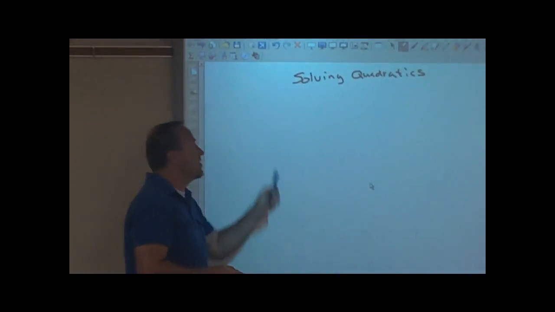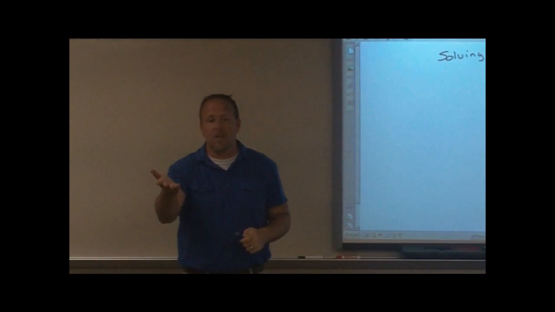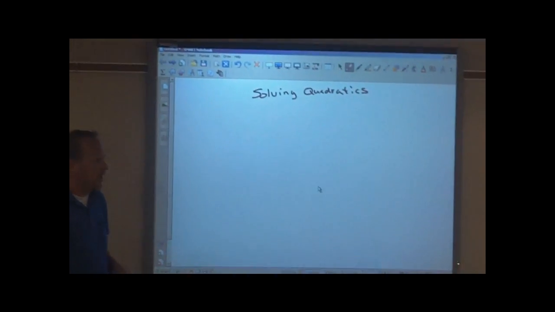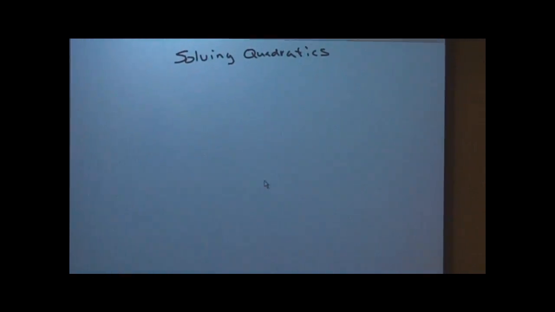What is the difference between an equation and a math expression? What we've done so far, every trinomial, like x squared plus 6x plus 8, is a math expression. This is quadratic, solving quadratic equations. What's the difference? It does have an equal sign. Every quadratic equation that we have today, solving quadratics, is going to have an equal sign.